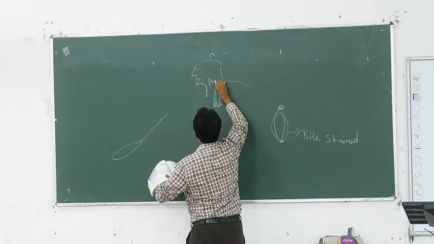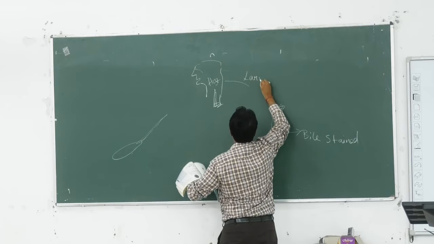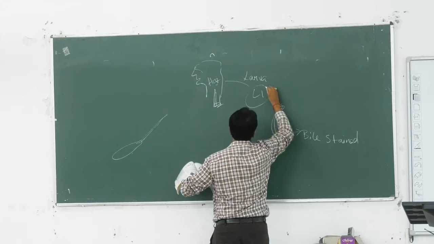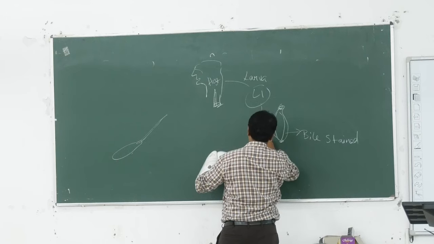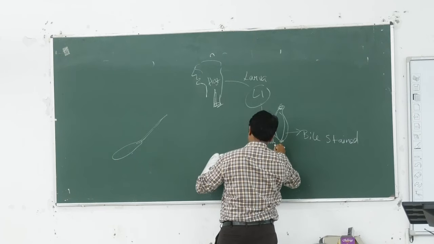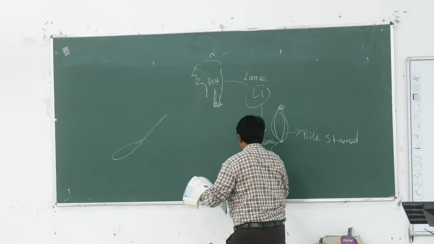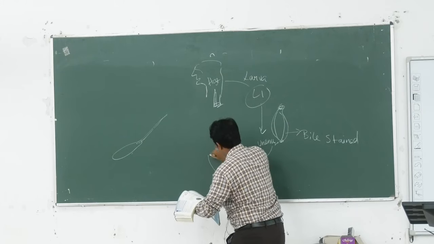The larva develops in the large intestine. Unembryonated eggs are passed in the feces. In feces, within 10 to 14 days, these convert into embryonated eggs.